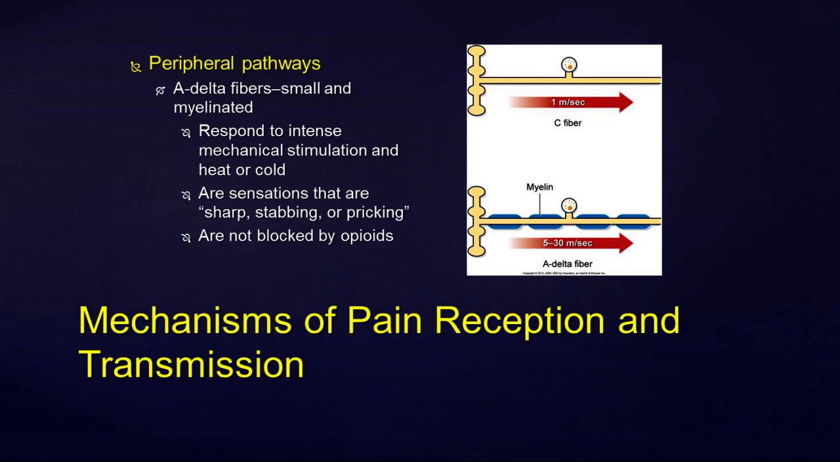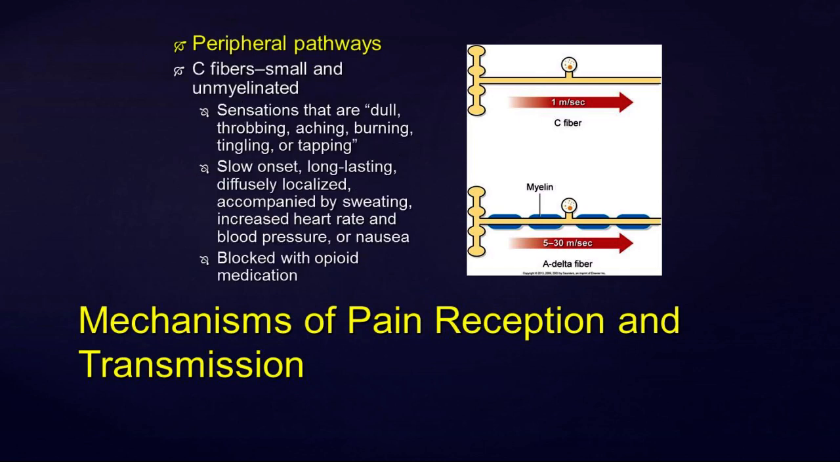So in tests and measures, when we were doing the neurological testing or the sensory testing, when we did, is this sharp or dull, sharp or dull, the sharp sensation is carried on the A delta fibers. They're small fibers and they carry that sharp sensation. And they also carry heat and cold sensations.